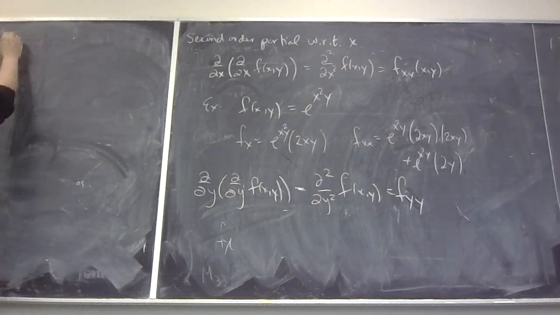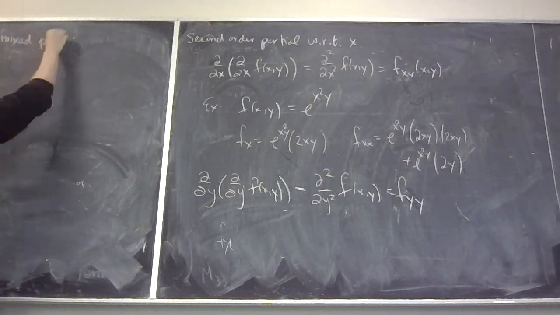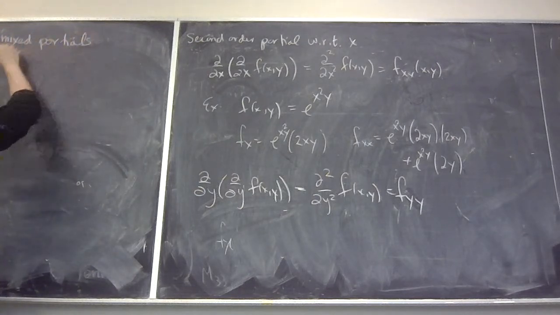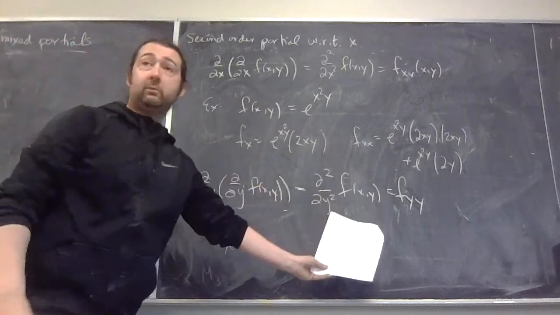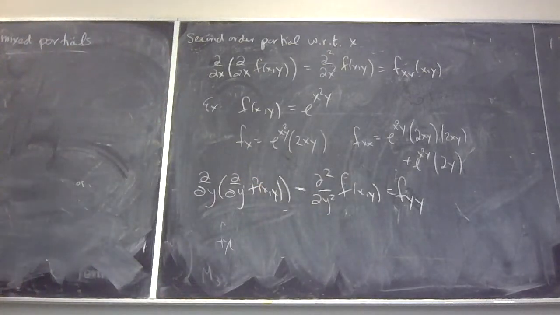So the next are the mixed partials. So these are often called pure partials because they're just double in one variable. The mixed partials are where we use both variables. So d dx of d dy of f of x and y is a mixed partial.